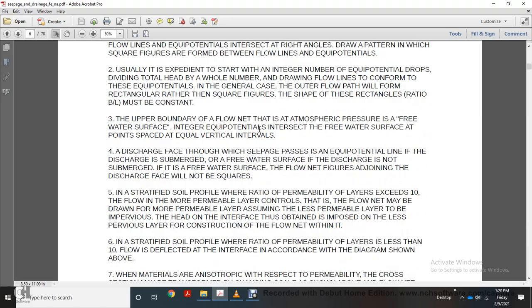The upper boundary of the flow is at atmospheric pressure, a free water surface, where equipotentials intersect the free water surface at points spaced at equal vertical intervals. A discharge face is the surface through which seepage passes; it is an equipotential line if the discharge is submerged, or a free water surface if the discharge is not submerged. If it is a free water surface, the flow net figures adjoining the discharge face will not be squares.